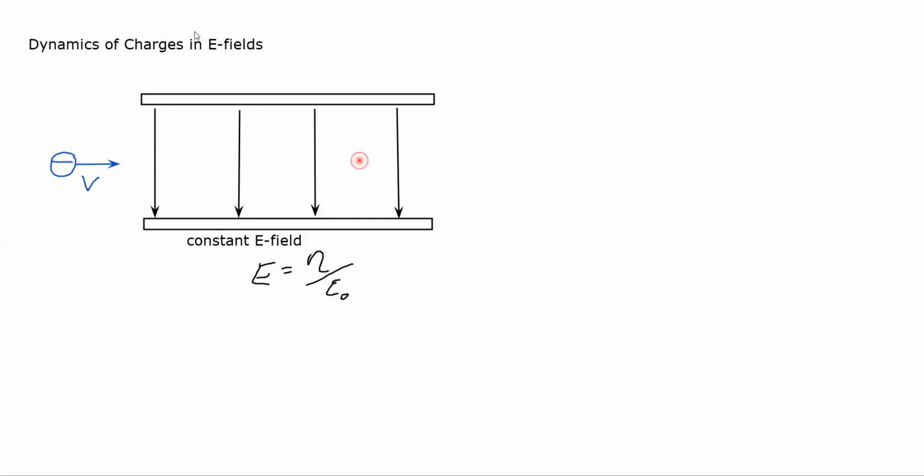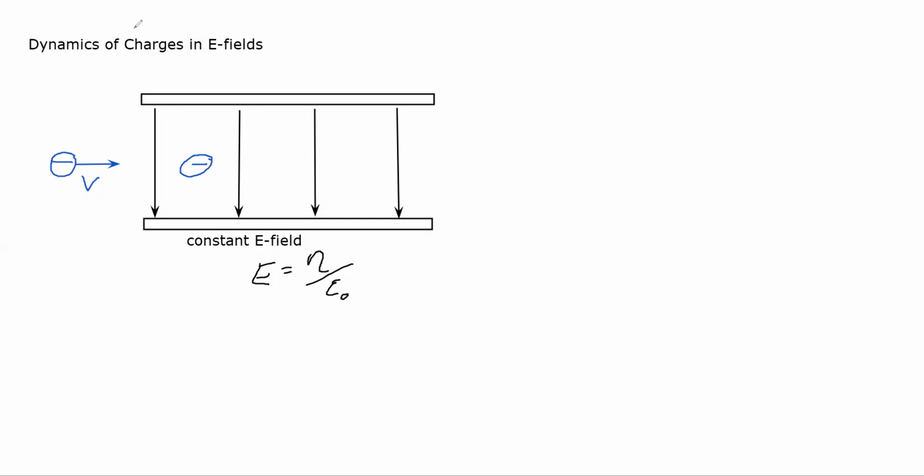Is it going to just go straight? Will it curve? And if it curves, will it curve downward, upward? What direction will this go? Will it just go down? What does this look like? In order to answer that, let's put that negative charge in the electric field itself. So once it enters the electric field, what direction will the force be acting on it?